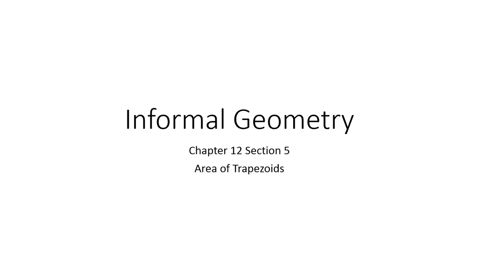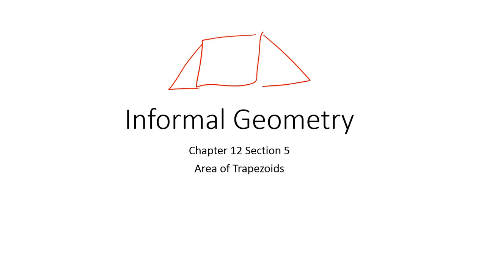Alright, continuing our area chapter, we are now looking at area of trapezoids. We've looked at area of rectangles and squares, parallelograms, and triangles, and now we're moving on to trapezoids. Basically, a trapezoid is a rectangle with some triangles on the outside of it. That's essentially what a trapezoid is.